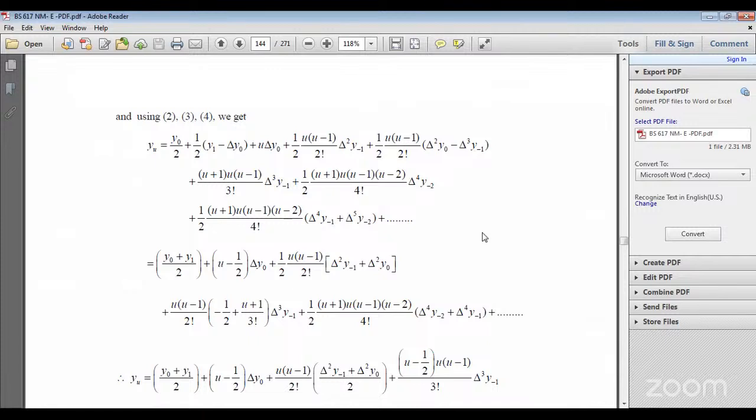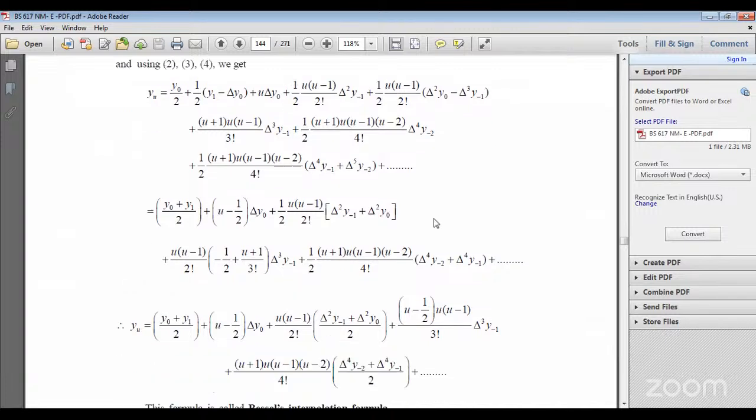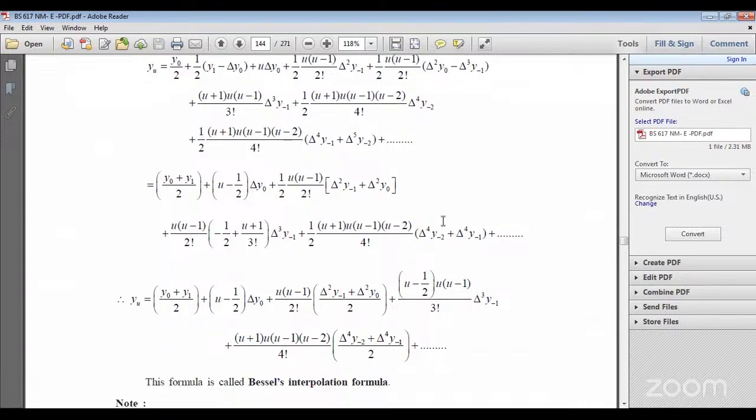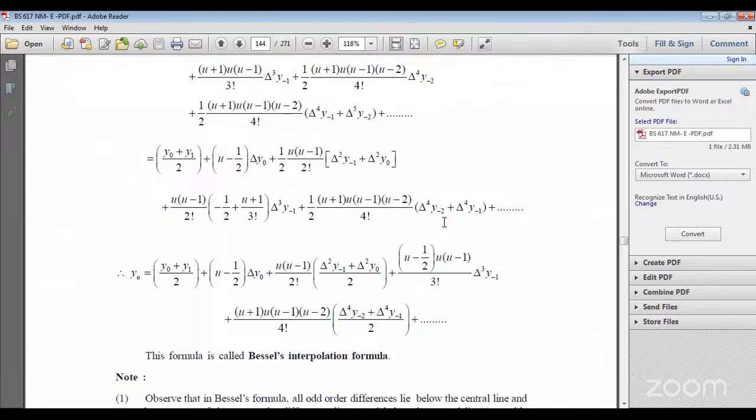And 1 by 2 into u plus 1 into u into u minus 1 into u minus 2 by 4 factorial del power 4 y minus 2 plus del power 4 y minus 1. So y0 plus y1 by 2, plus u minus 1 by 2 del y naught, then 1 by 2 into u into u minus 1 by 2 factorial, del square y minus 1 plus del square y naught, into u into u minus 1 by 2 factorial, minus 1 by 2 plus u plus 1 by 3 factorial del cube y minus 1.